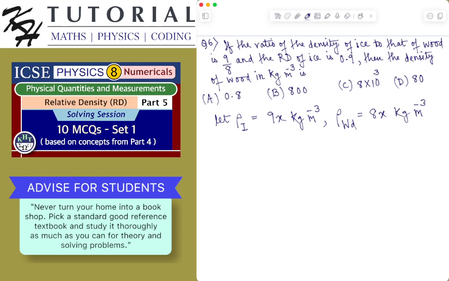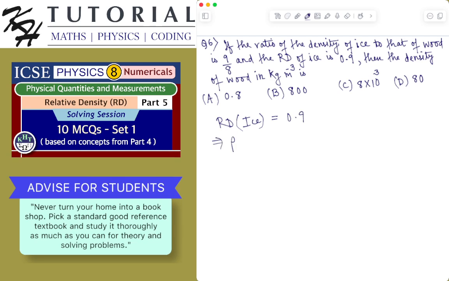Oh, I think it's quite simple. I'm unnecessarily complicating the solution. Okay. So the relative density of ice is 0.9. RD of ice is given to be 0.9. So I can clearly know the density of ice.